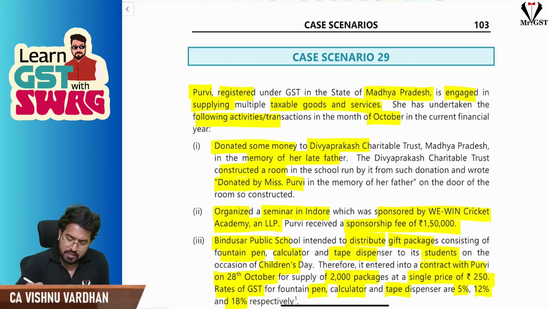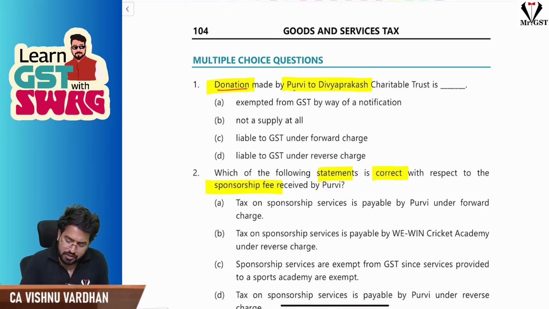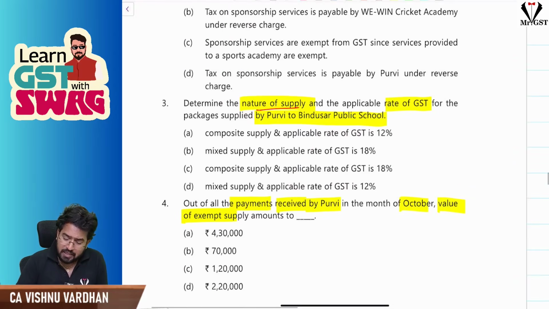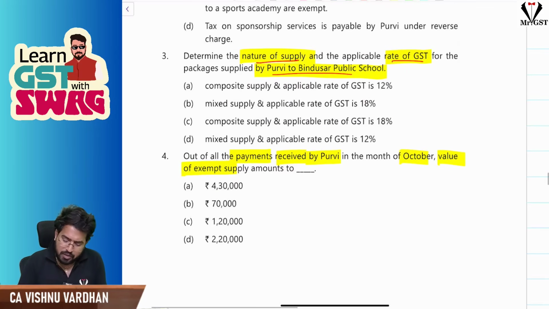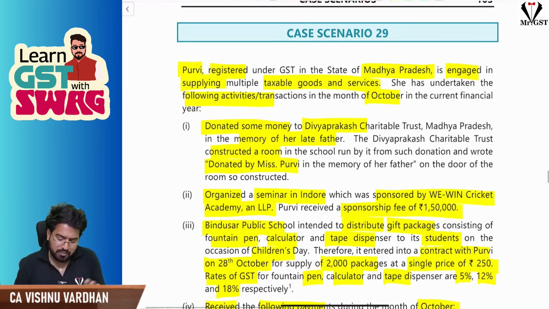So, coming to the next case scenario, the questions: donation made by Purvi to Divya Prakash Charitable Trust, what it is, we should check. What are the correct statements with respect to sponsorship fees? We have to check the nature of supply and rate of GST applicable for the services or packages supplied by Purvi to Bindusar Public School. And we should check which payments received by Purvi in October are exempt under GST. Okay, now coming to the point. Simple question again.